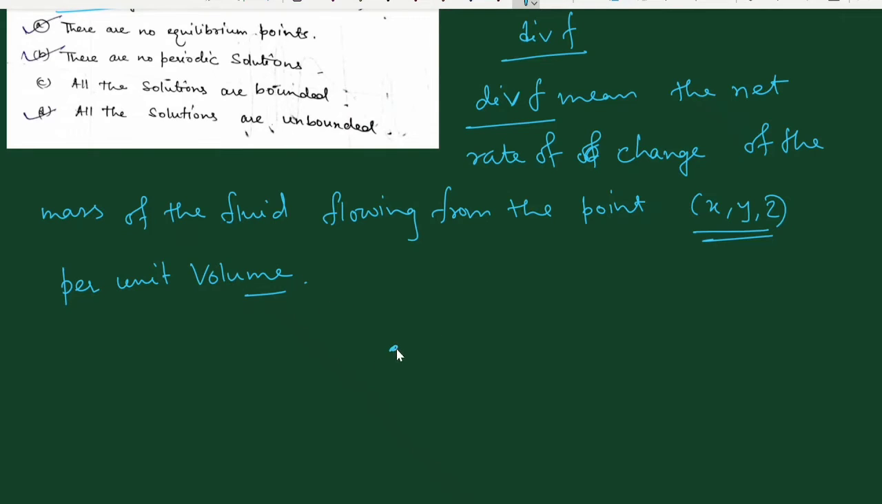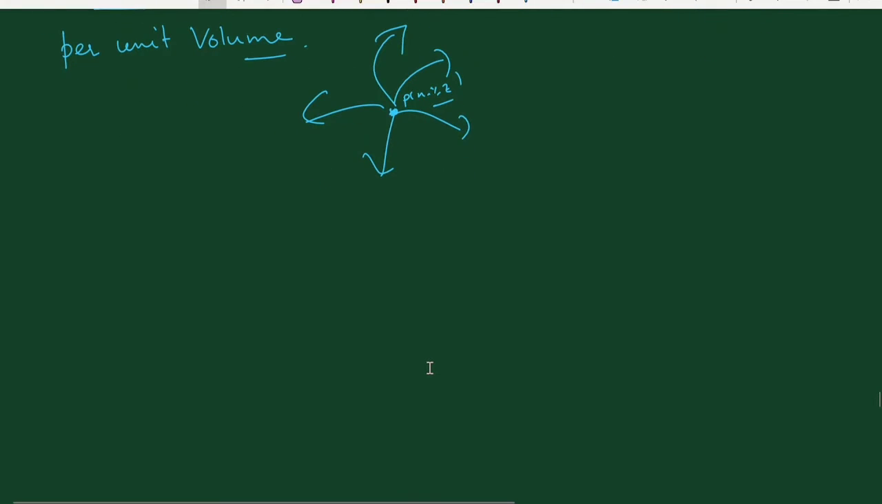That is, suppose this is a point, divergence of f means the fluid spreads out from this point, with the rate of change of the mass of the fluid flowing from the point. Suppose this is the point P (x, y, z), an arbitrary point in 3 dimensions. So this is the physical meaning of the divergence of a field, that is, of a fluid flow. And one thing is smooth curve or smooth vector field.